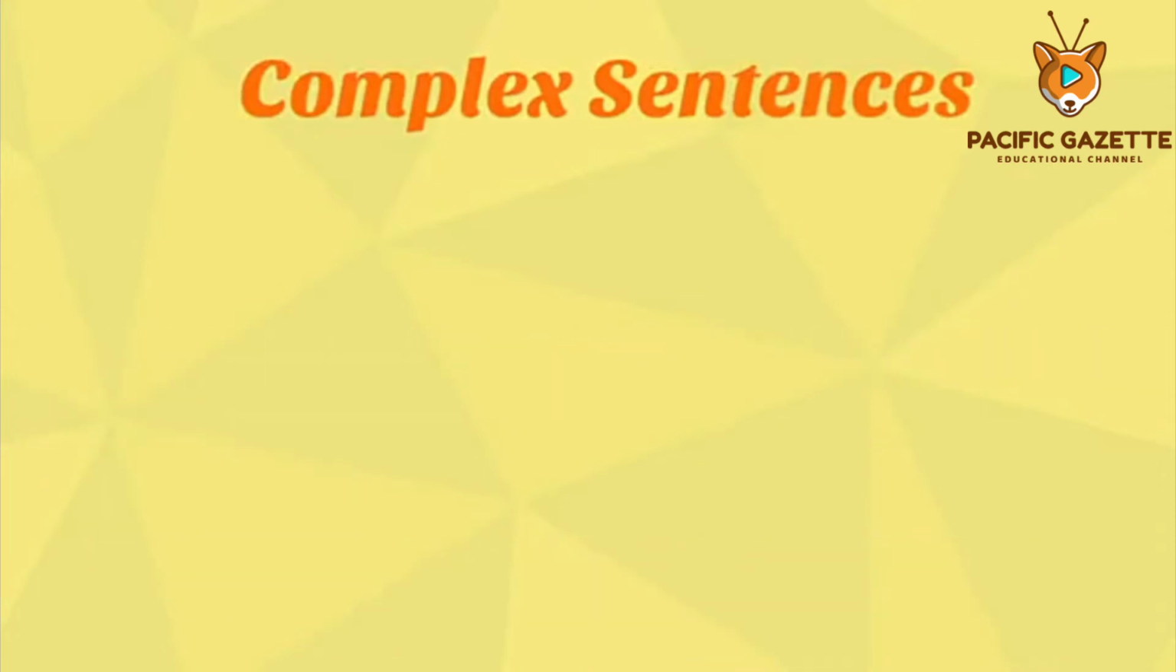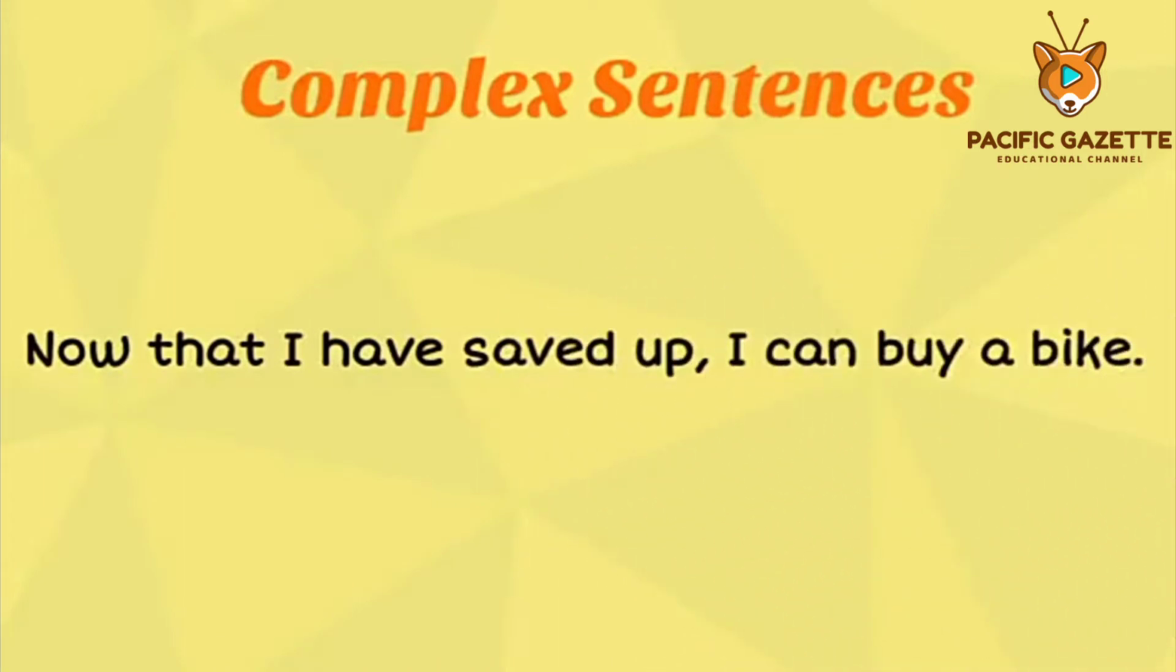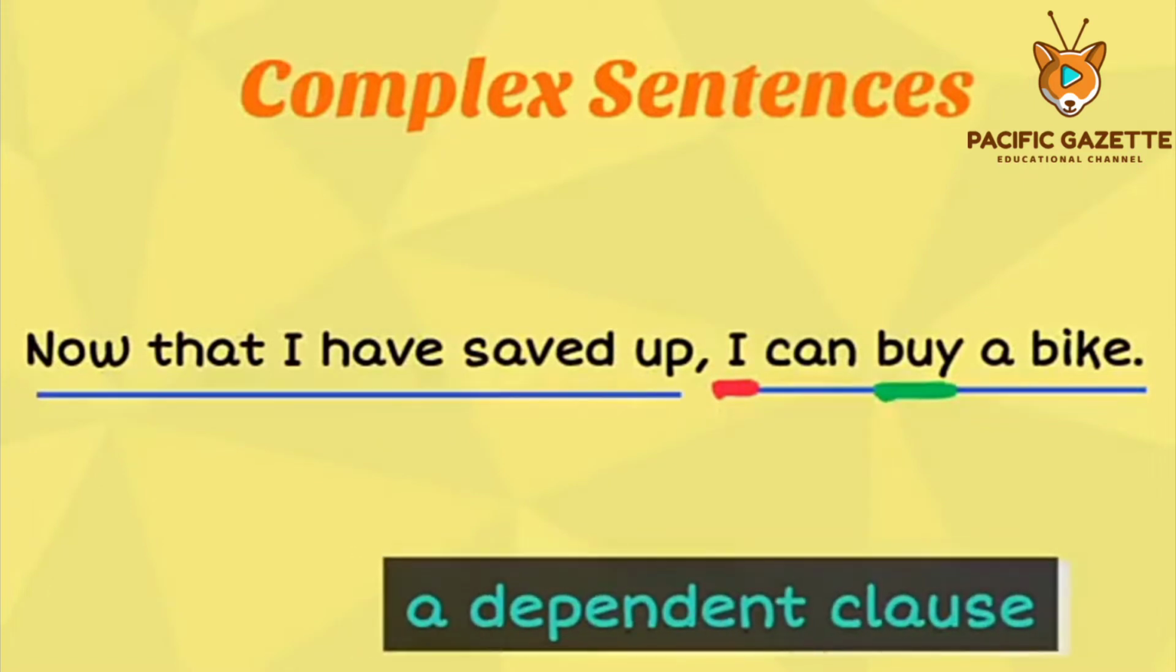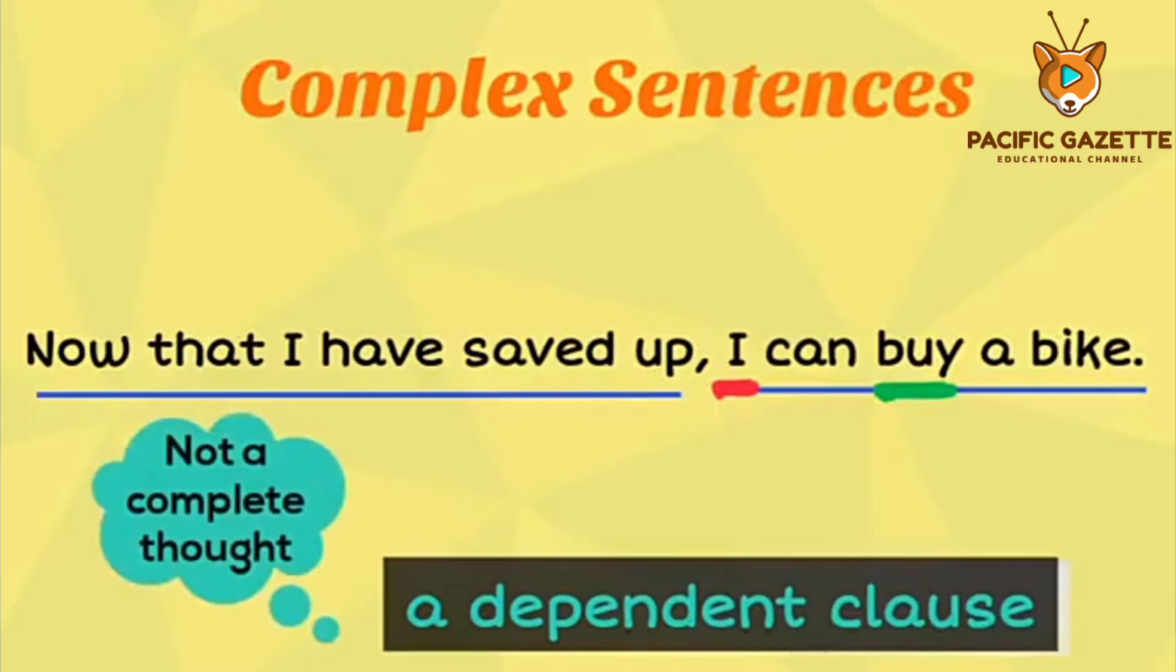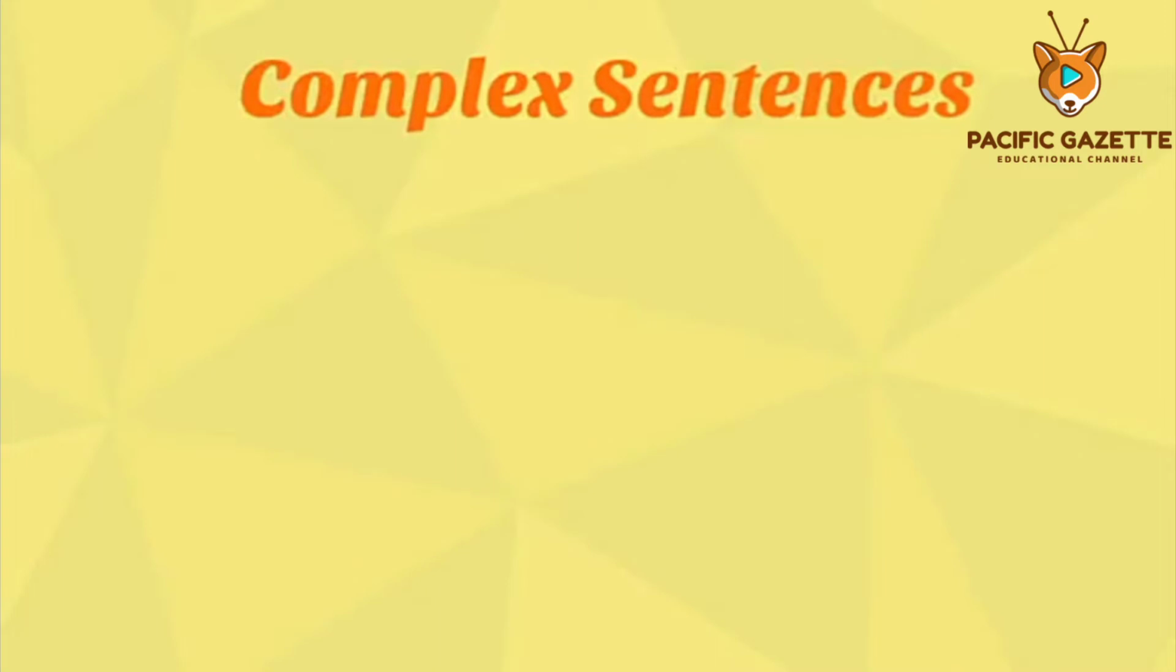Let us have another example. Now that I have saved up, I can buy a bike. I can buy a bike is an independent clause. It has a complete thought and it can stand alone. Now that I have saved up is a dependent clause. It is not a complete thought. It cannot stand alone.